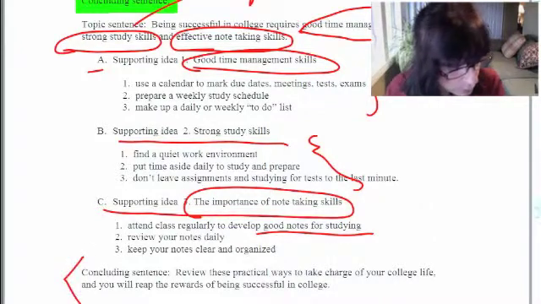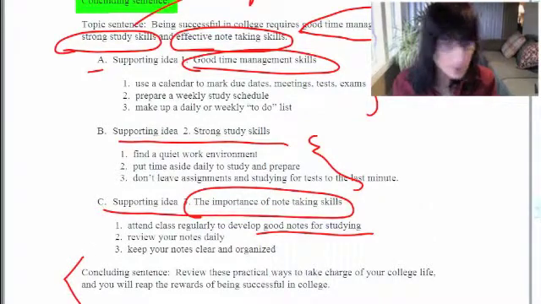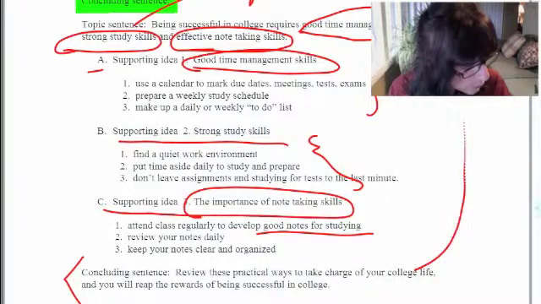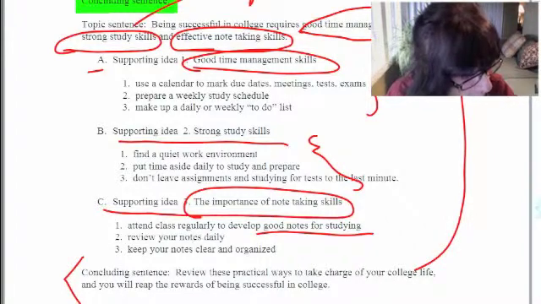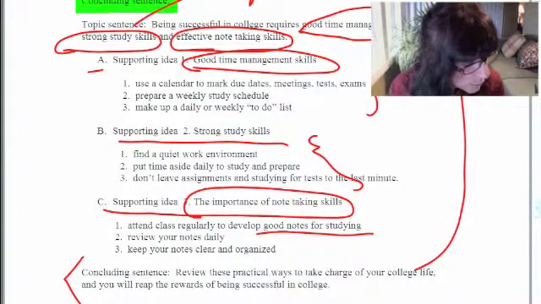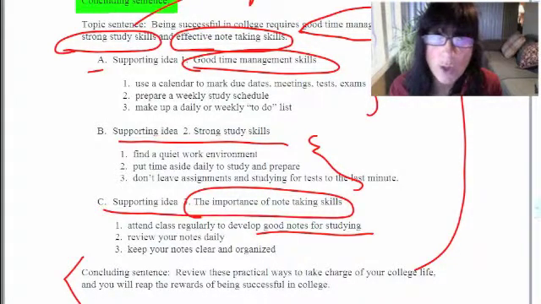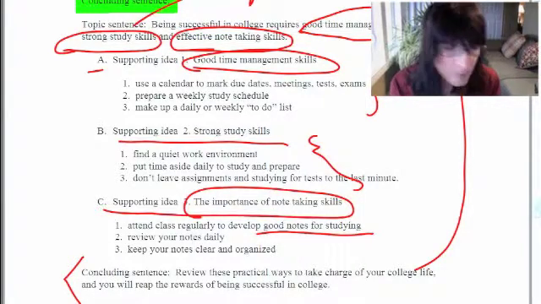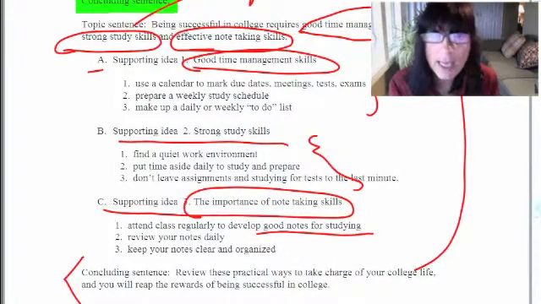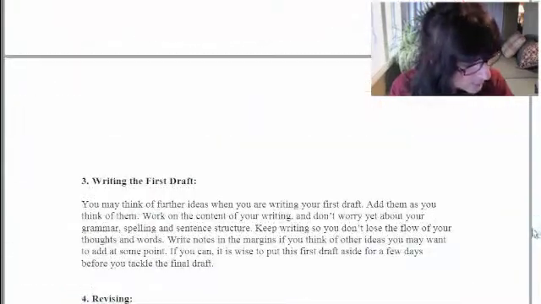And then your conclusion, because you always end a paragraph with a conclusion, and your conclusion restates what you said in your introduction. Review these practical ways to take charge of your college life, and you will reap the rewards of being successful in college. So this is one sample, and there are so many different types, but this is a general scratch outline of a paragraph. I've given you the topic, and so now you know what's expected from a basic outline.